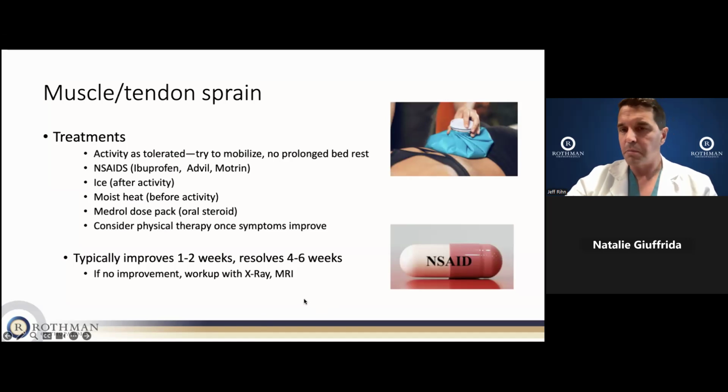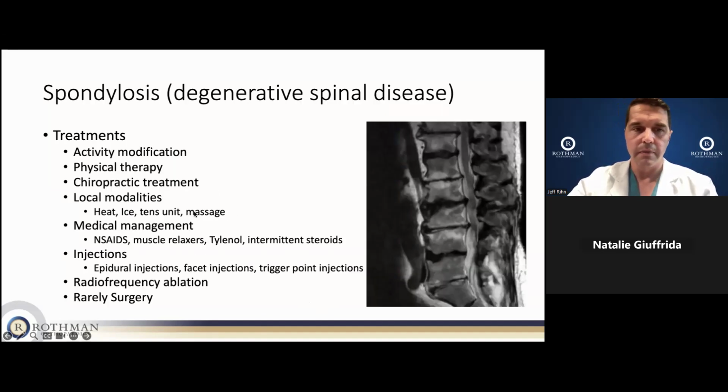If you think someone has a tendon sprain or a muscle sprain and has back pain, but it's not getting better, because these things tend to get better in 1 to 2 weeks to some extent, and then resolve within 4 to 6 weeks. If the pain's lingering and not going away, that's when you want to do more of a workup, maybe get X-rays and MRI, some lab work, and try to figure out exactly what's going on. Because if it's a sprain or a strain, it should be getting better.